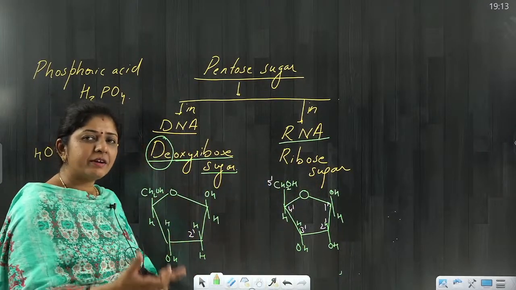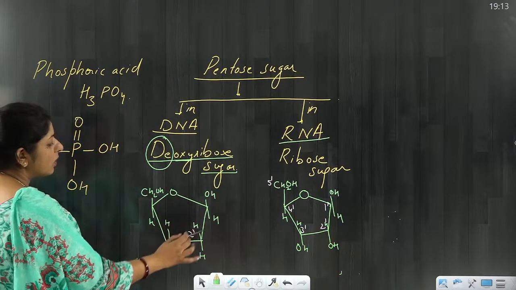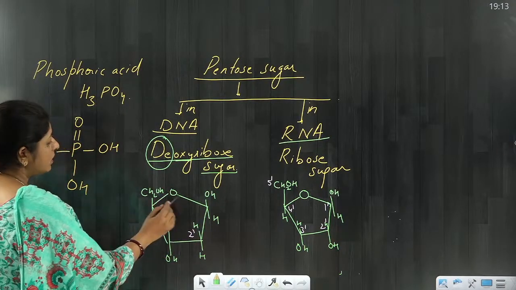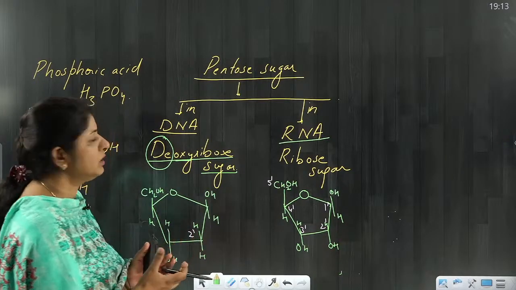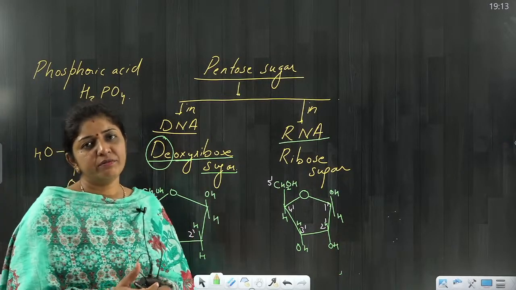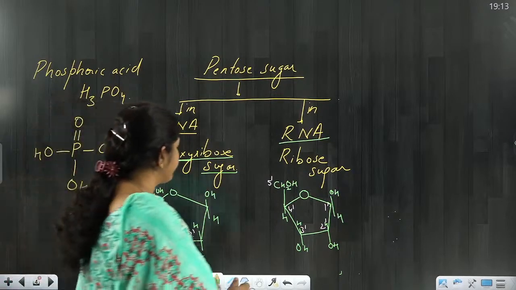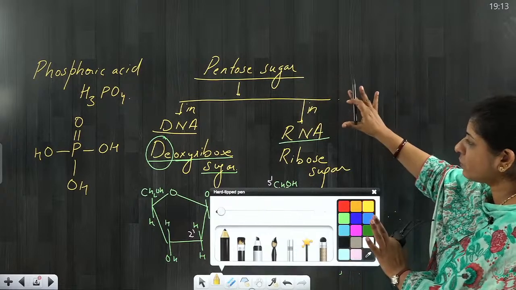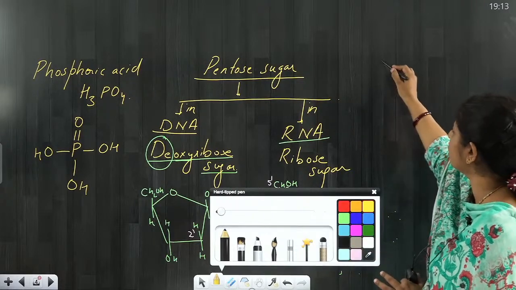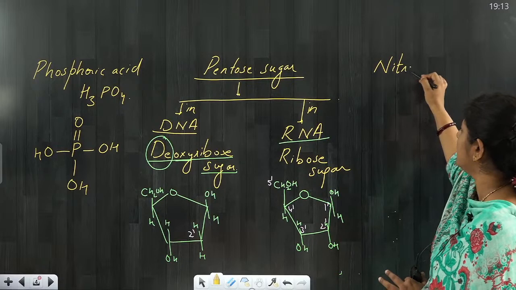Why do we call it heterocyclic? Because in a ring all are not carbon. One is oxygen, the rest are the carbons over there. This is about the second member of the nucleotide we have discussed. Means this is about the nucleoside. Now I am taking, after this, the nitrogen base.